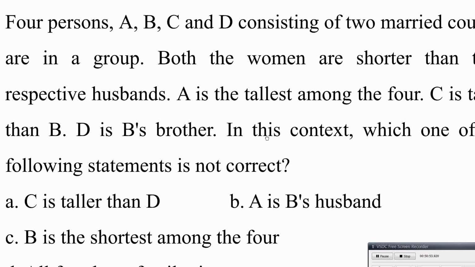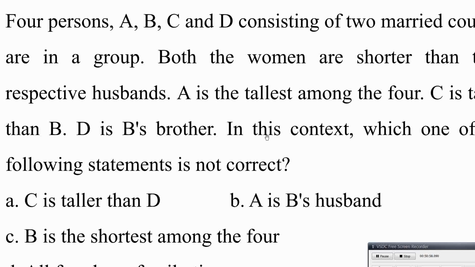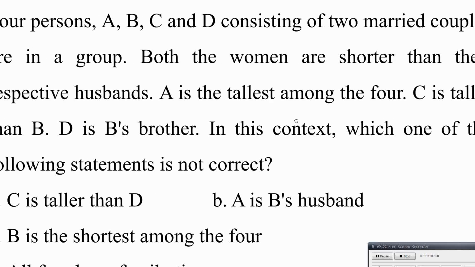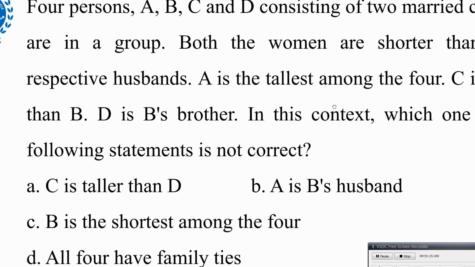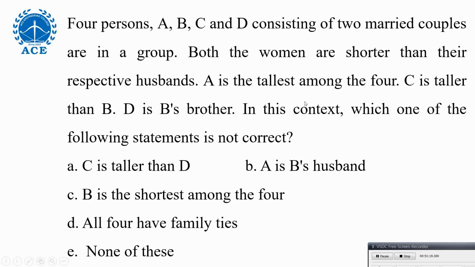4 persons A, B, C, D consisting of two married couples are in a group. Both the women are shorter than their respective husbands. A is the tallest among the four. So A is not the woman, obviously. So C is taller than B. D is B's brother. Then which of the following is not correct? Good question it is. There are four people A, B, C, D, two married couples is there.